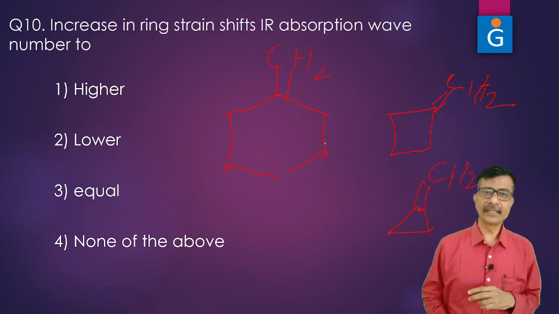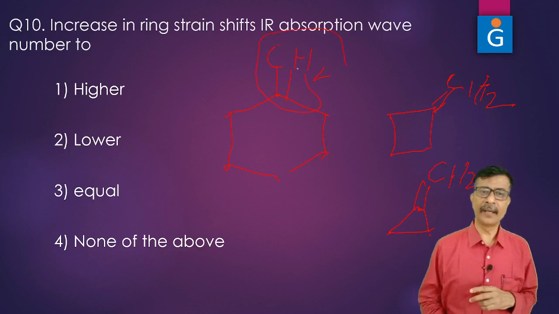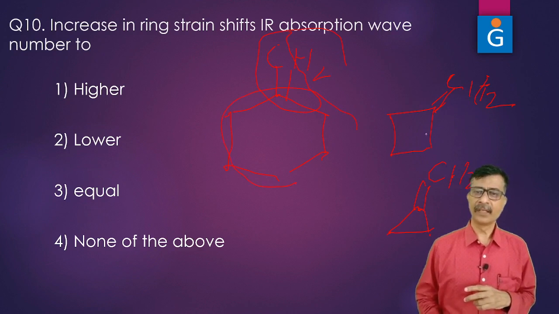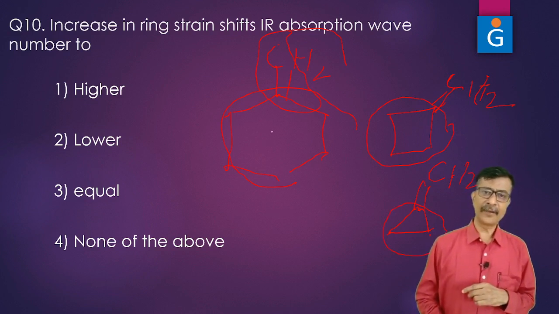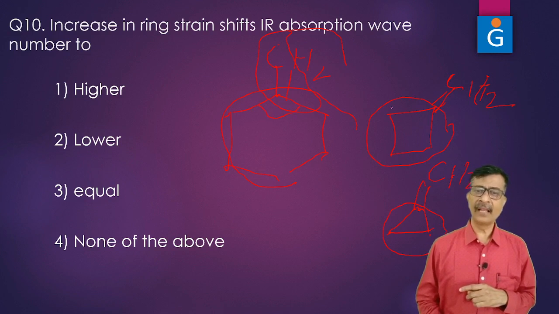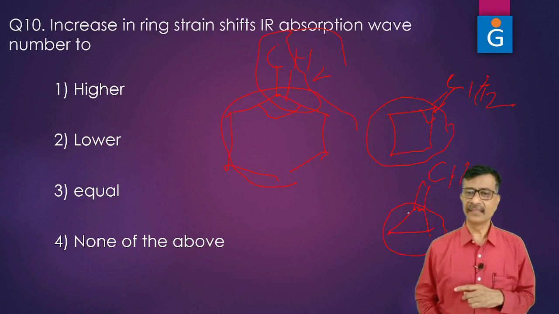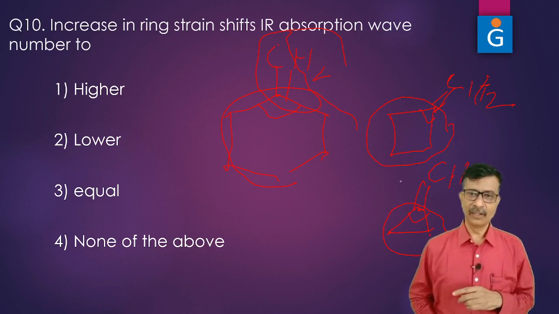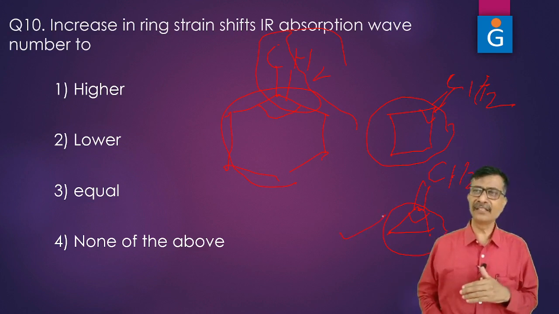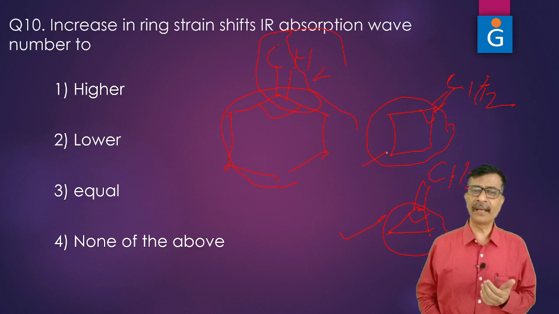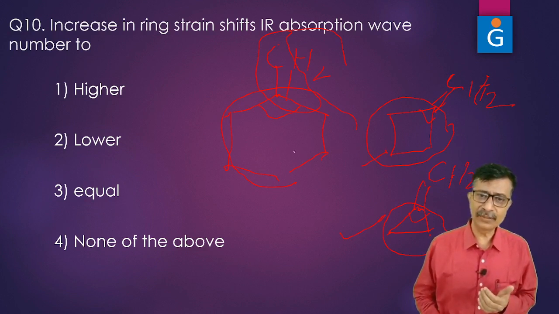If we consider this carbon-carbon double bond here, it is attached to a 6-membered ring, a 4-membered cyclobutane ring, or a 3-membered cyclopropane ring. Here the bond angle is larger, 90 degrees, and in the other it is a smaller angle, less than 90 degrees. So the ring strain in the 3-membered ring is more as compared to the 4-membered ring, which is still more as compared to the 6-membered ring.